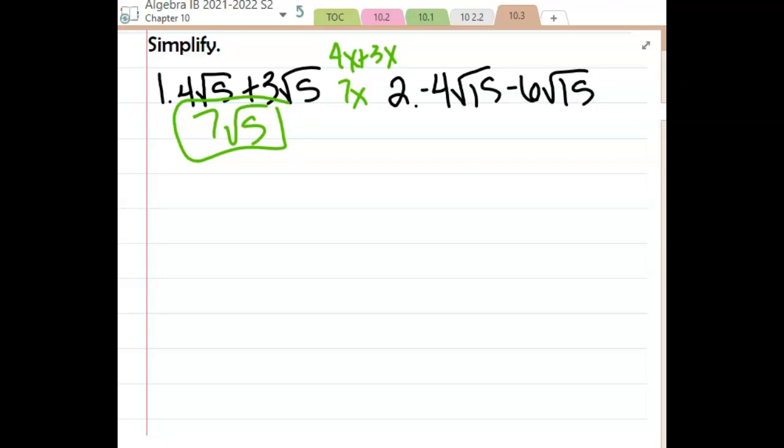Okay, they're both square roots of 15, so I can combine these together. This time I'm going to subtract my coefficients because it's a subtraction problem. So negative 4 minus 6 would be negative 10. And that square root of 15 stays the square root of 15. Like with all radicals, we need to make sure our answer's in simplest form. So the only thing you could check to do here would be to simplify that square root of 15.